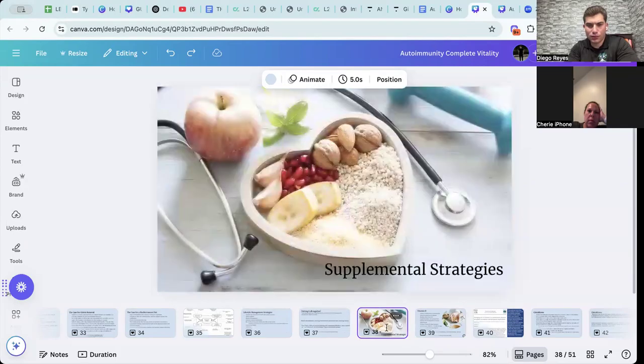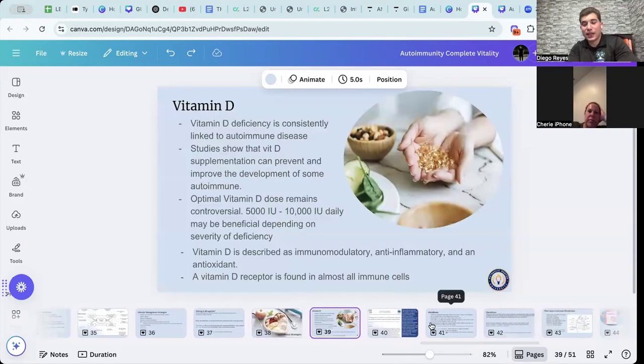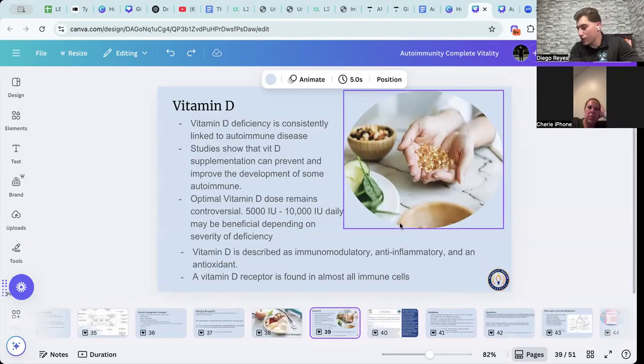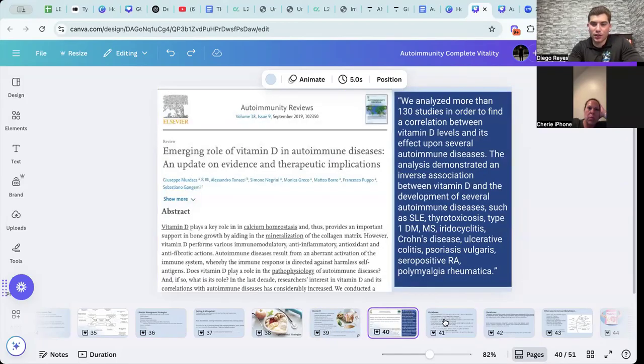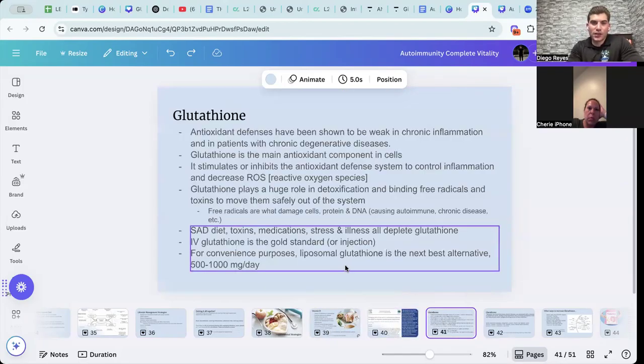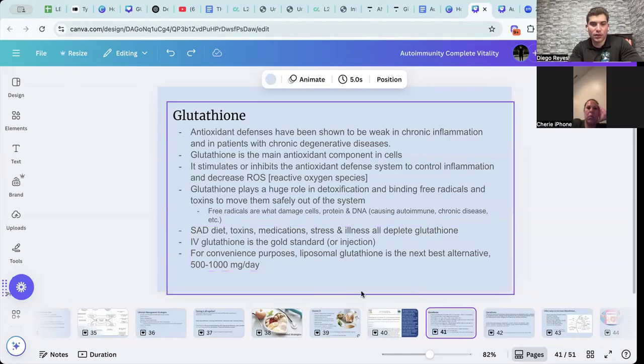All right. So, what are some supplemental strategies? Like I said, vitamin D is going to be one of the biggest ones to help with autoimmune issues. Low vitamin D has been shown to cause all types of issues, just so many, as you can see here. I talk about this a lot. Glutathione is antioxidant defense. It helps with getting rid of inflammation and supporting regeneration. So that's important as well.